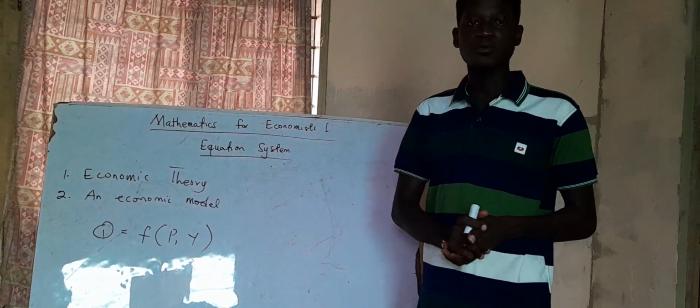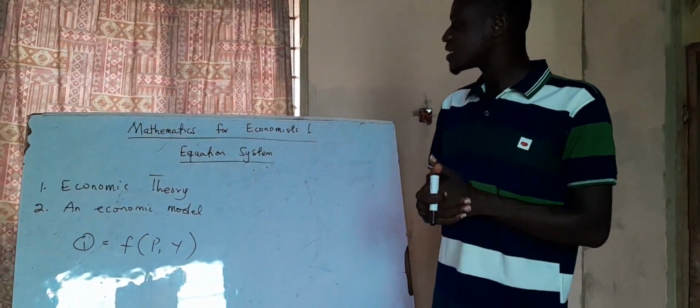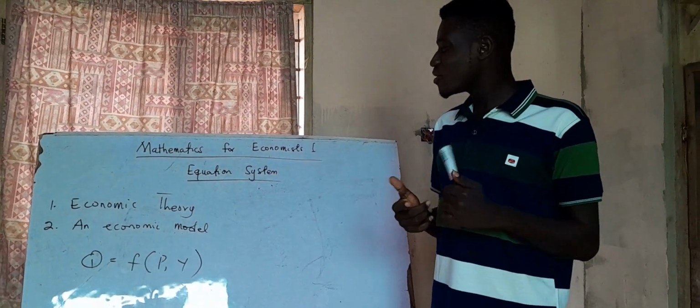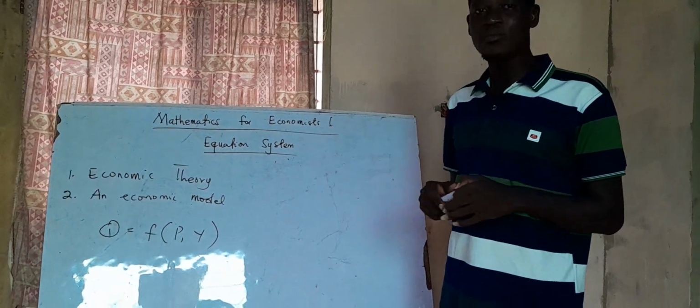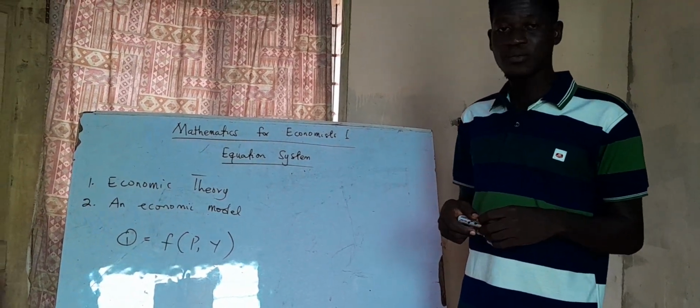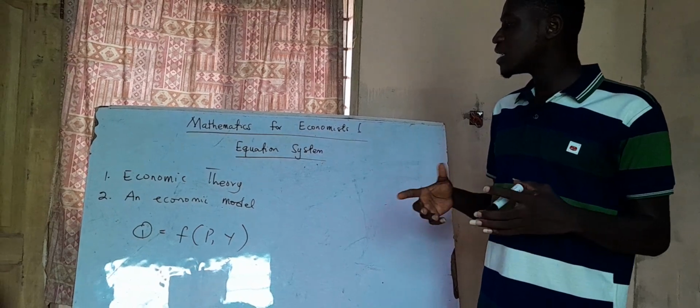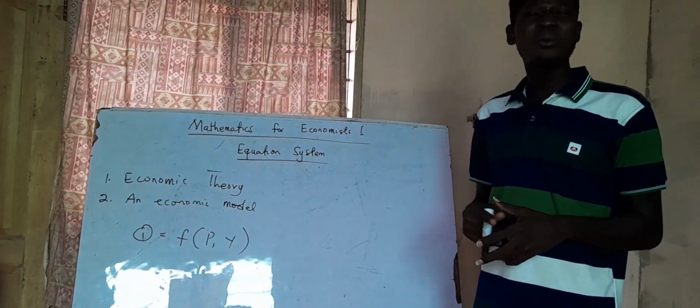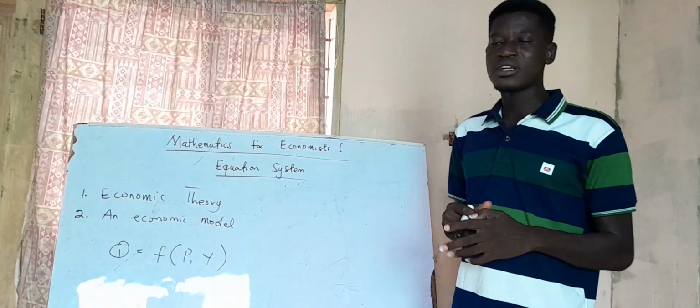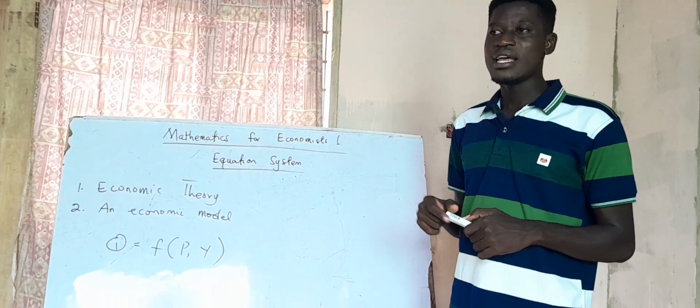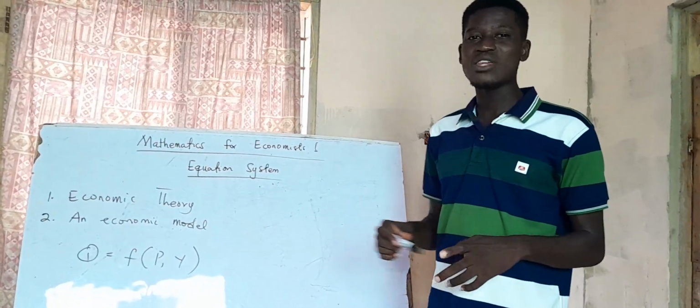Welcome to Valorum's channel. Today we are going to look at a topic on mathematics for economics 1. That is equation systems. Quickly, let's go through what an equation is. We talk about an equation when you have an expression that is connected by an equal sign.